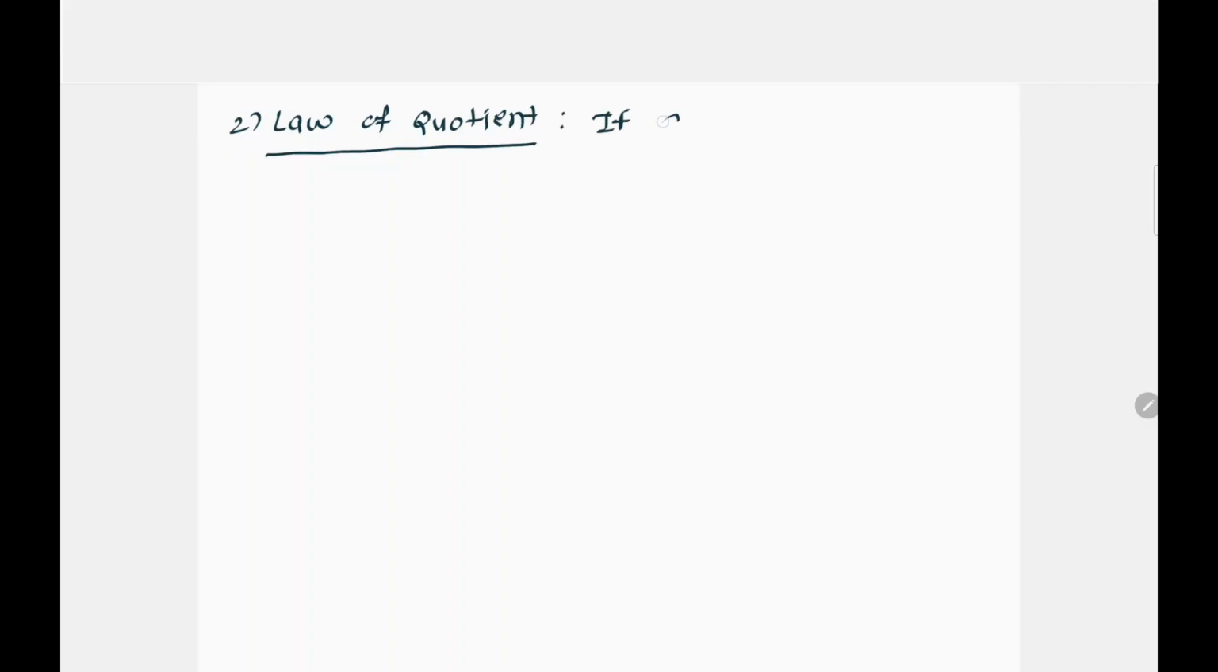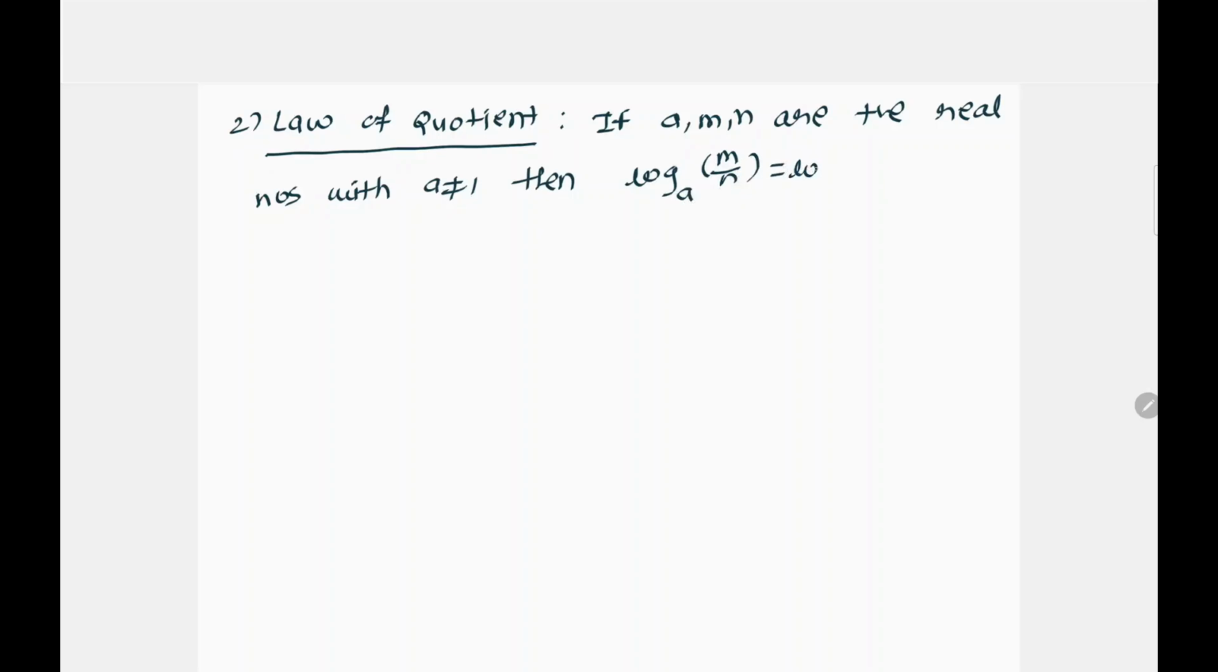Statement: if A, M, N are positive real numbers with A not equal to 1, then log m upon n to the base A is equal to log m to the base A minus log n to the base A. Proof.